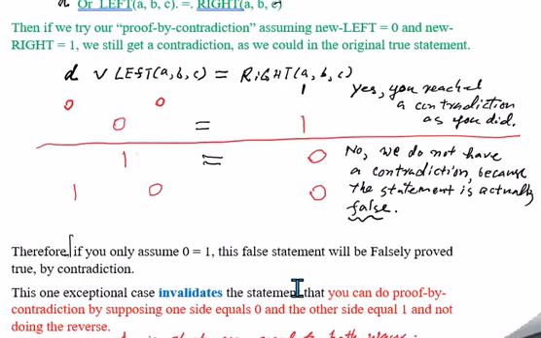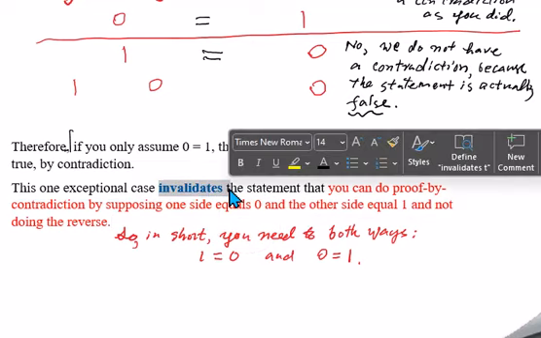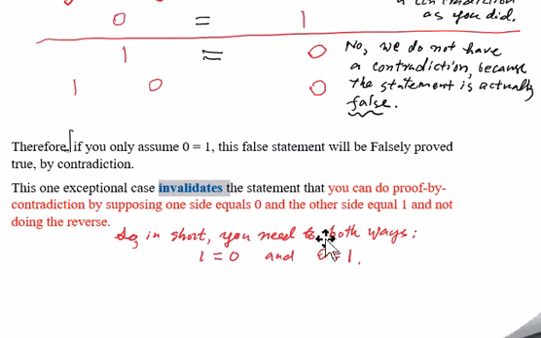So this exceptional case invalidates the general claim that you can do proof by contradiction by supposing one side equals 0 and the other side equals 1, and not doing the reverse. That's not going to work. You have to do both ways. You assume the left side is 1 and the right side is 0, that's one false case. And you have to do the other false case, where the left side is 0 and the right side is 1.